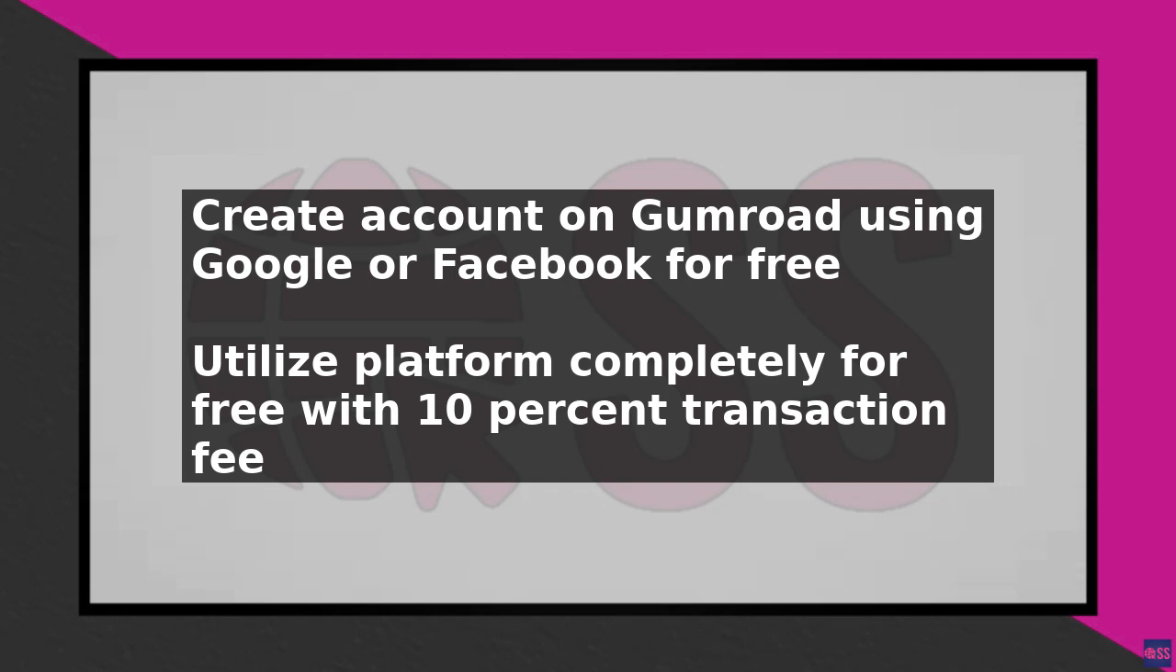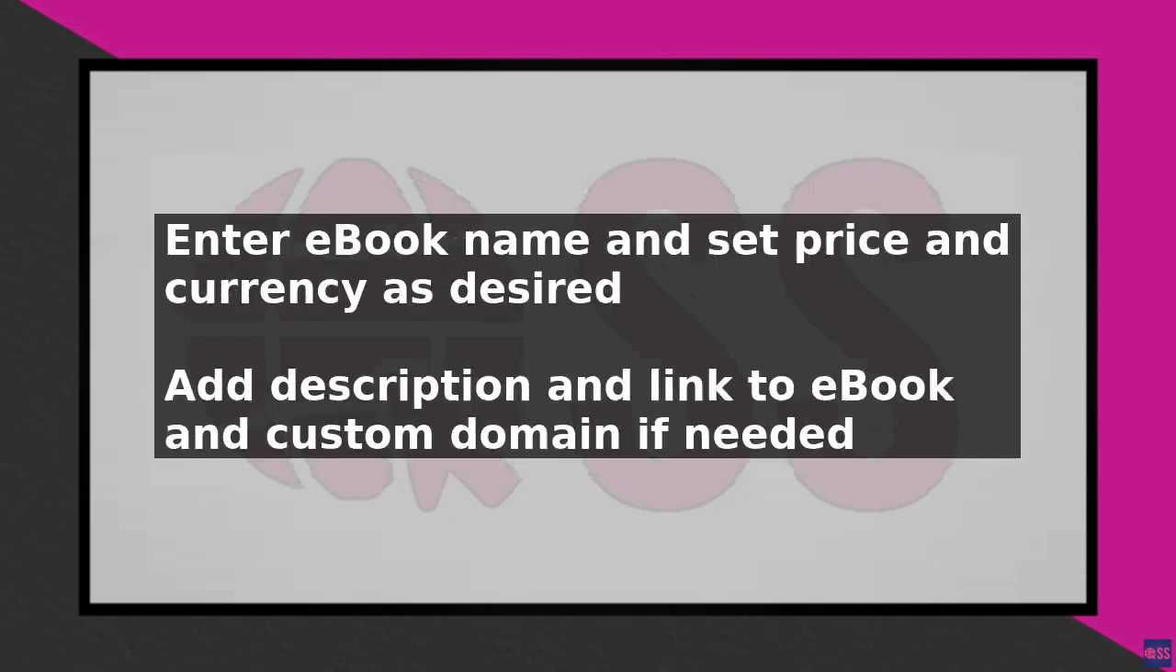The next step involves clicking on Create Your First Product and selecting Ebook as the product type. You will then need to enter the name of your ebook, set a price, and choose a currency. For instance, you could set the price at €20. After clicking Next, you can add a description, a link to your ebook, and even a custom domain if desired.